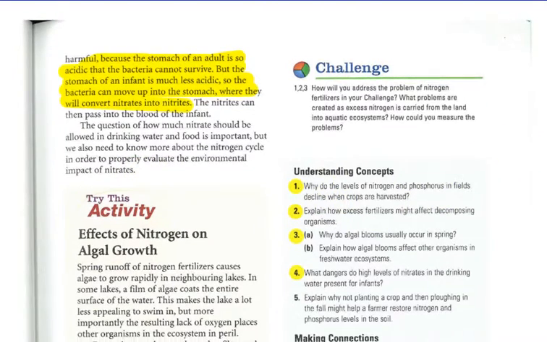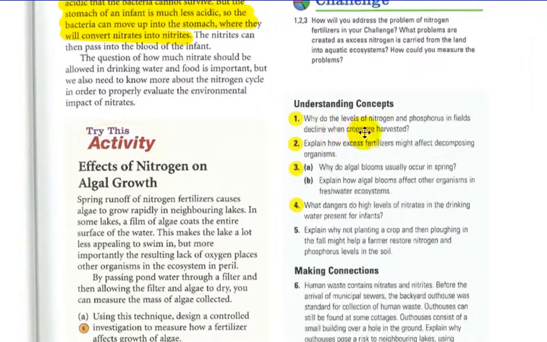So questions, only 4 of them, relatively easy. Number 1, why do levels of nitrogen and phosphorus in fields decline when crops are harvested? Okay, we talked about that earlier on. 2, explain how excess fertilizers might affect decomposing organisms. 3, why do algal blooms usually occur in the spring? B, explain how algal blooms affect other organisms in freshwater ecosystems. So we just talked about that.